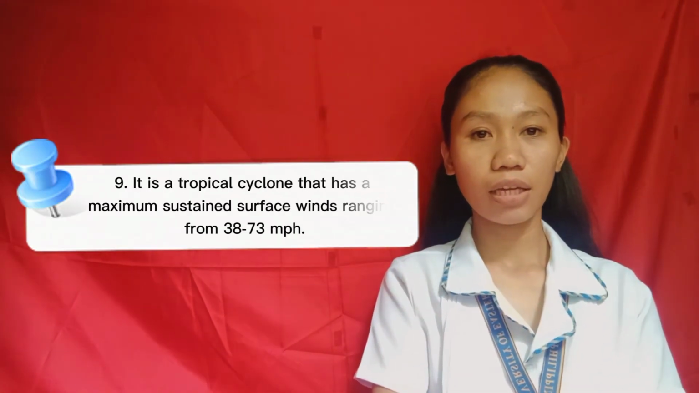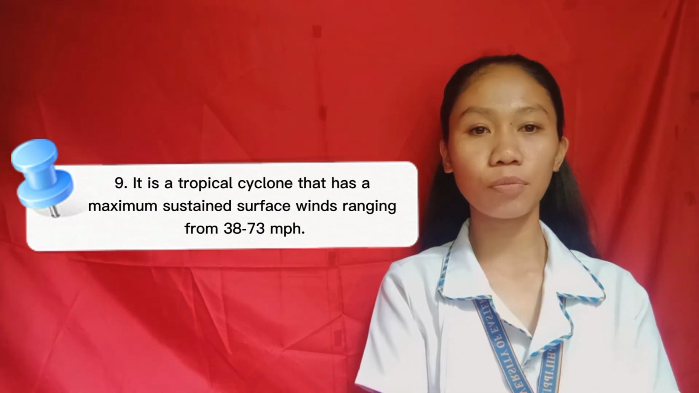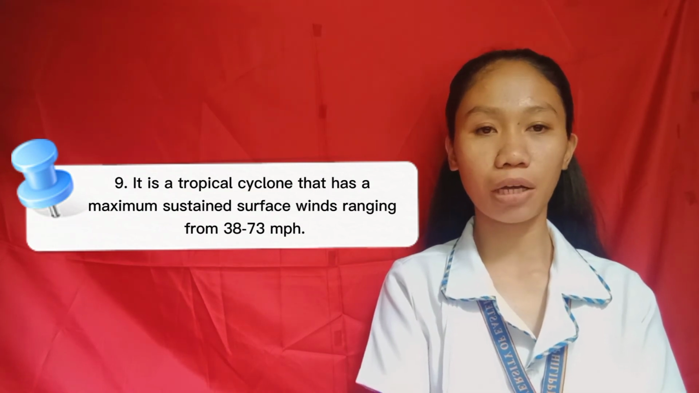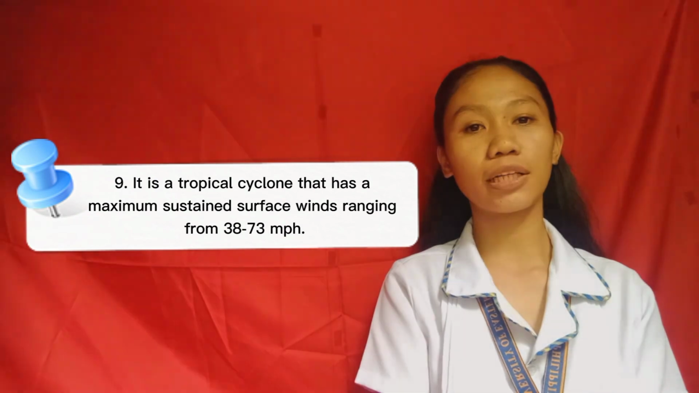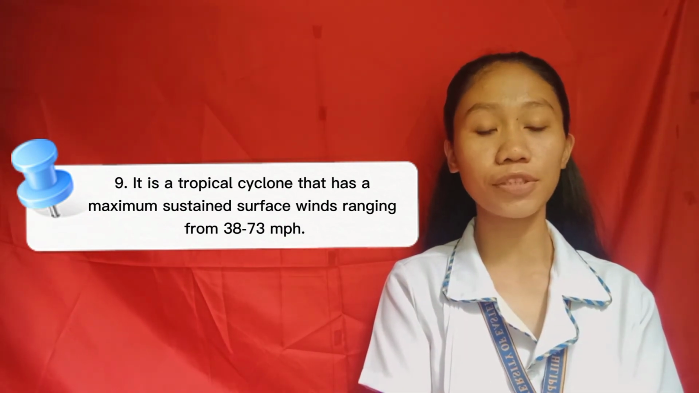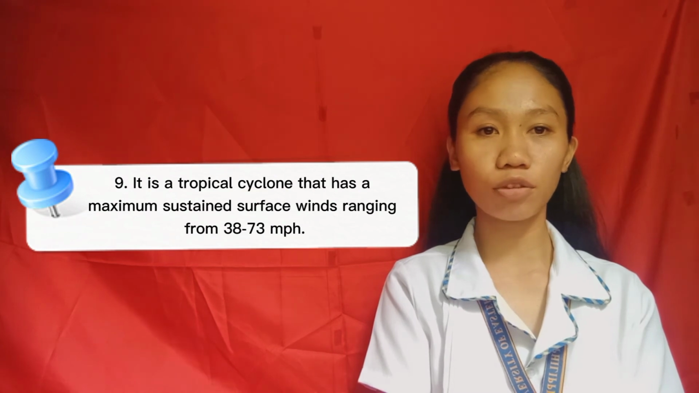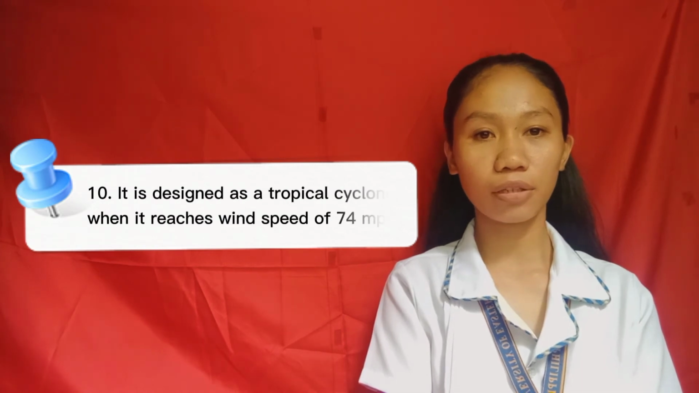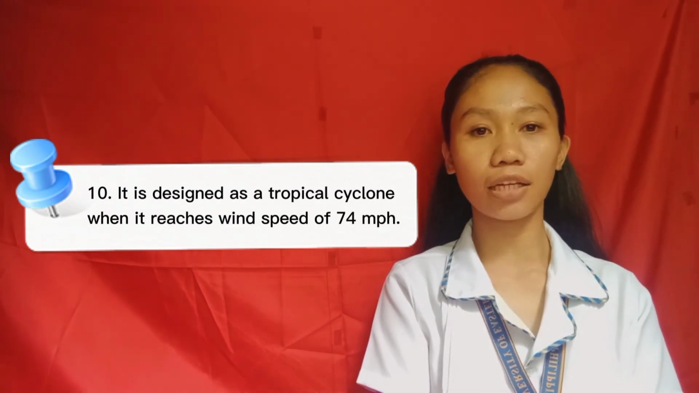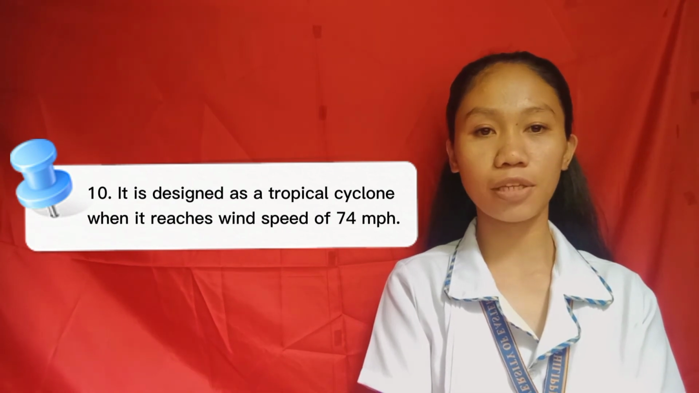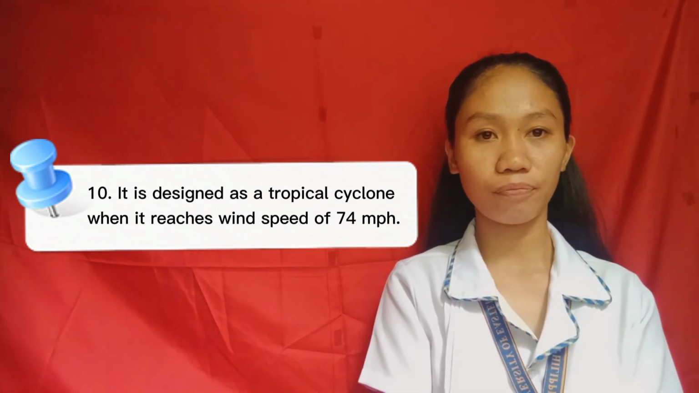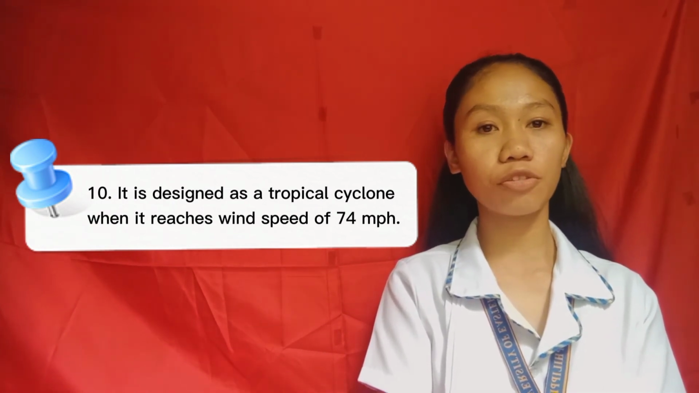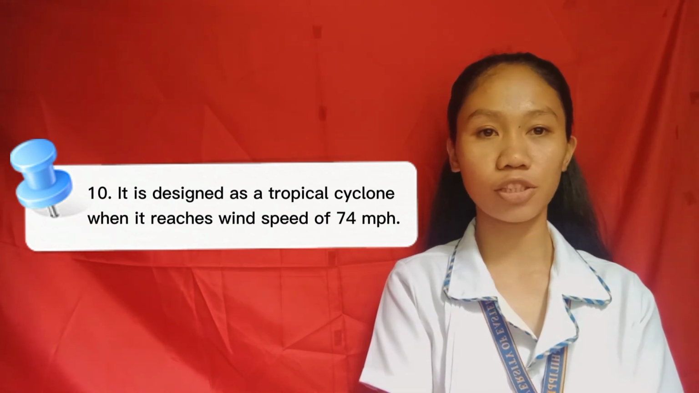Number 9. It is a tropical cyclone that has maximum sustained surface winds ranging from 39 to 73 miles per hour. And the last number, it is designated as a tropical cyclone when it reaches wind speed of 74 miles per hour.